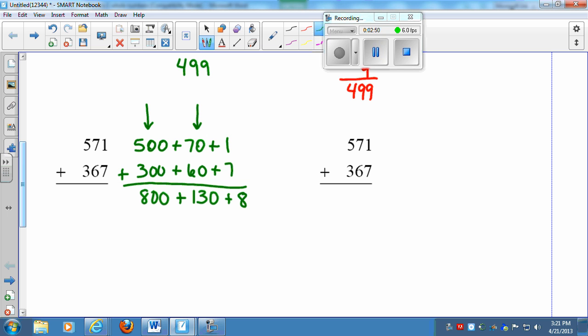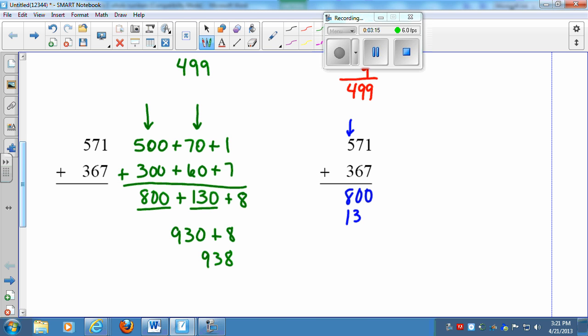So now we're going to combine these. I'm simply going to add the 800 and the 130. Get 930 plus 8 is 938. How would that look if I did partial sums? Well, once again, I'm going to add left to right. 500 plus 300 is 800. 70 plus 60 is 130.